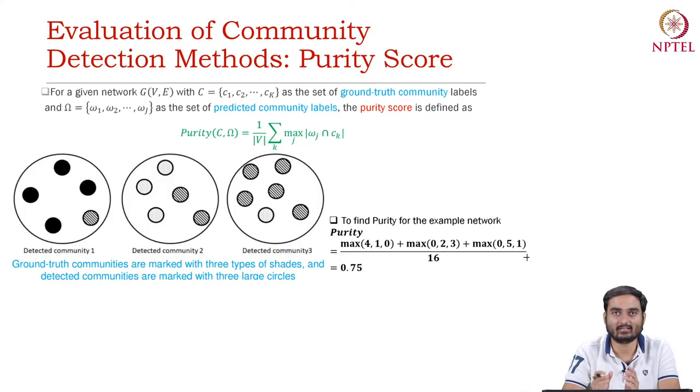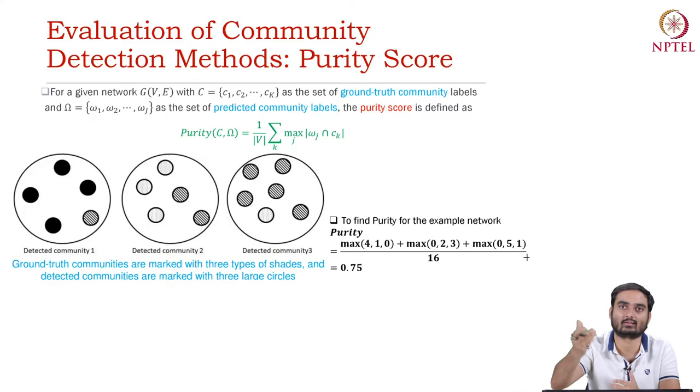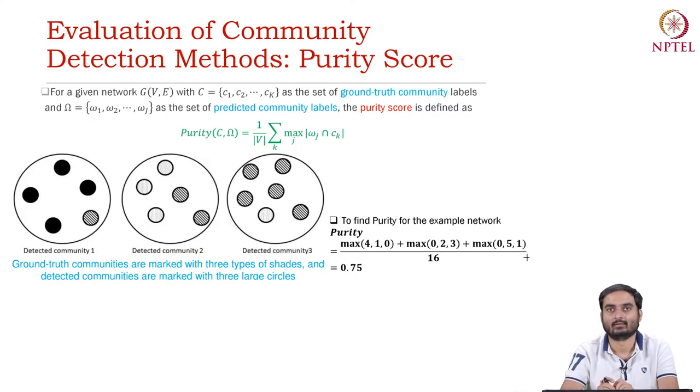Actually, there are different benchmark data sets where the community information is known to us, and the algorithm should be able to detect the community structure which actually looks like the ground truth community structure. Okay, so there are benchmark data sets, and in fact there are different synthetic ways of generating networks.